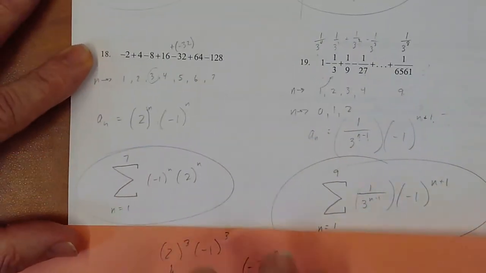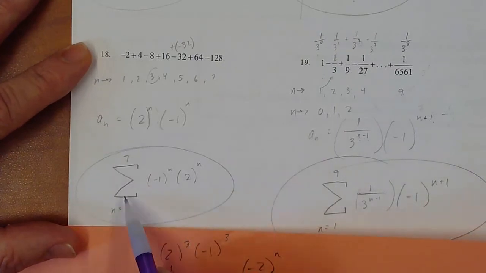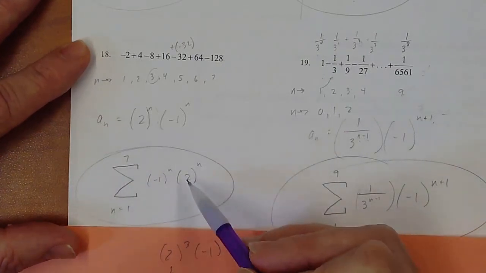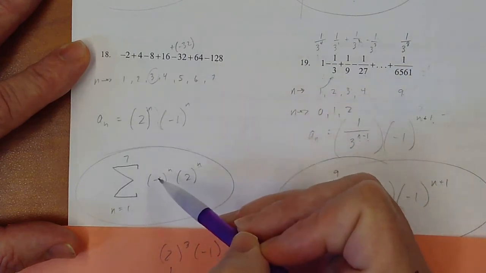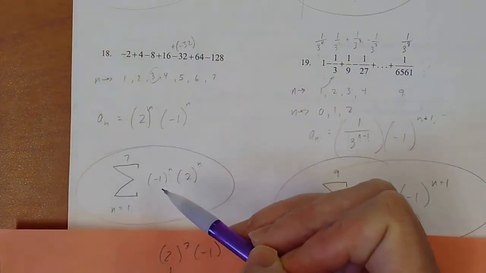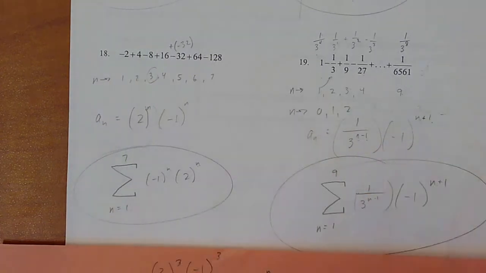Here's the final answer. It goes from 1 to 7. How do we know? Because 2 to the 7th is 128, and then we need it to be negative. Okay, 19 gets pretty tricky. If you tried it, there's the answer. If you didn't, I'm not going to worry about that one right now.